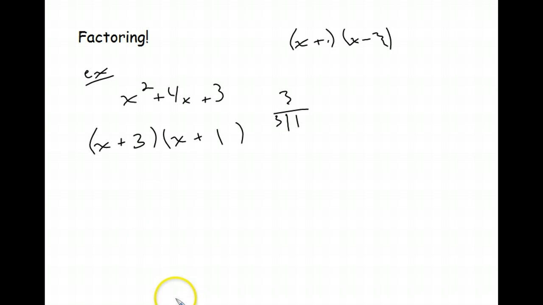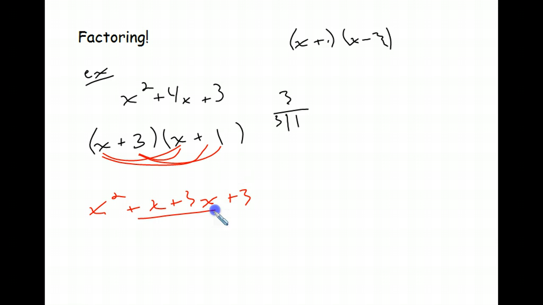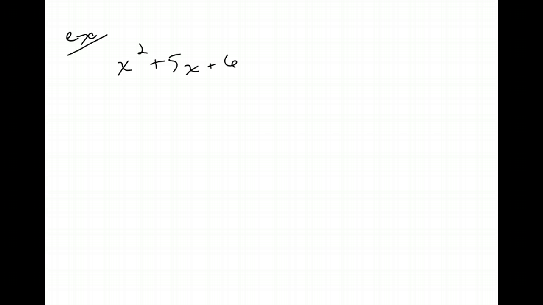If you really want to, you can always check it and just distribute this back out to each term. So x times x would be x squared plus x. Distribute your 3: plus 3x plus 3. These two will combine in the middle, so we'll still get x squared plus 4x plus 3. So it works out. We'll look at another one now.